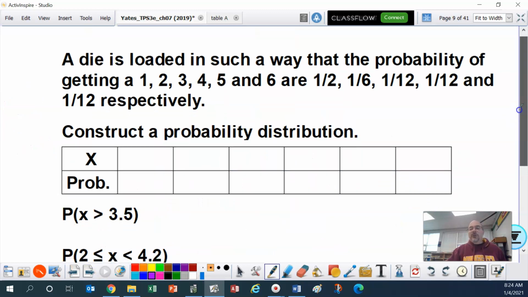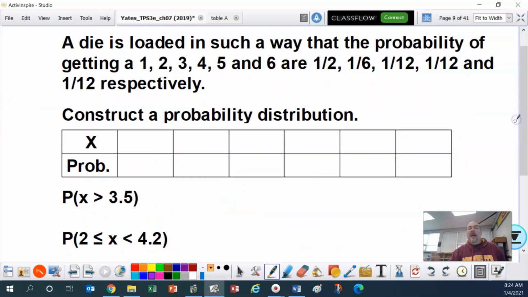Now, sometimes you're given other scenarios, like a die is loaded in such a way that the probability of getting a 1, 2, 3, 4, 5, and 6 are 1/2, 1/6, 1/12, 1/12, 1/12, and 1/12, respectively. Okay, well, that means it's not a fair die, right? It's loaded. Okay, that's what loaded means.